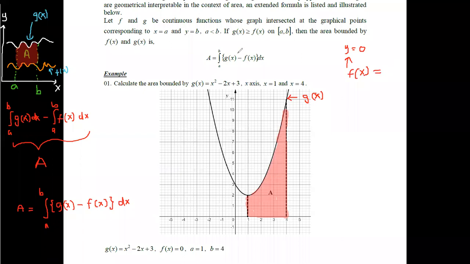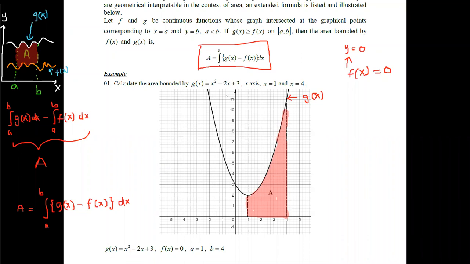Therefore, there is no need to use two separate functions. You can still use this function if you need, but anyhow you have to identify that in this function fx is equal to 0 if you are using the x-axis rather than any other function. Therefore you can identify gx equals x squared minus 2x plus 3 and fx equal to 0, and the lower bound is the value of a, given as 1, and the upper bound of x is b, which is equal to 4.